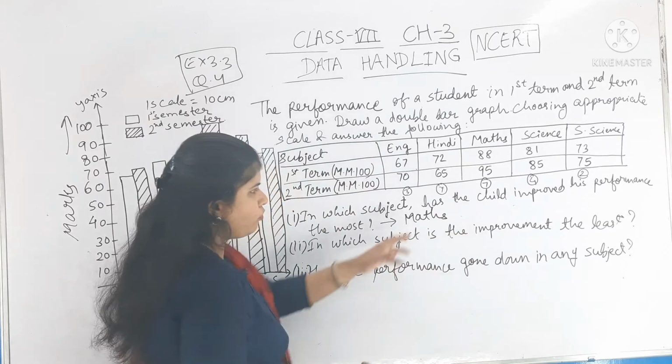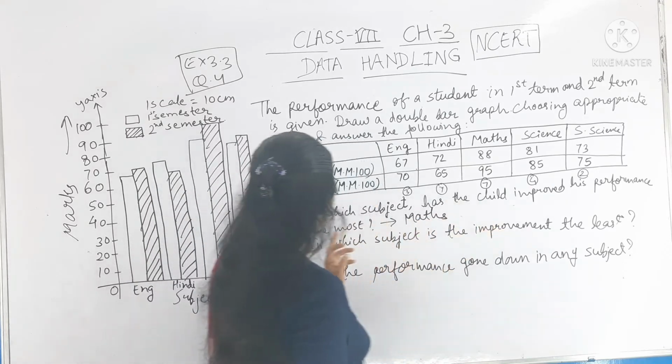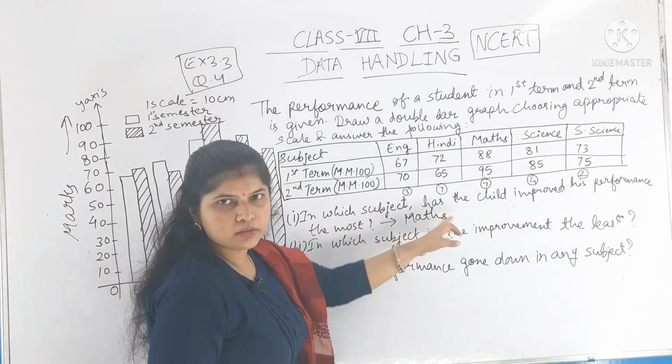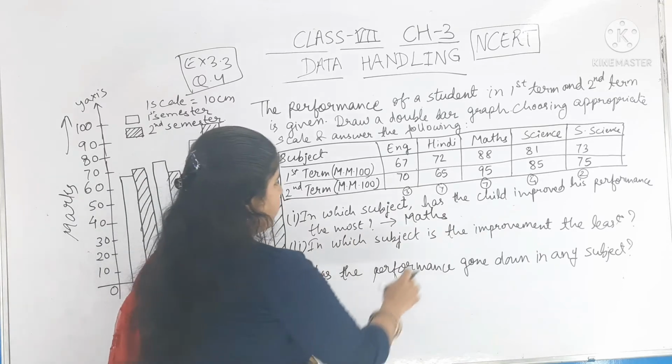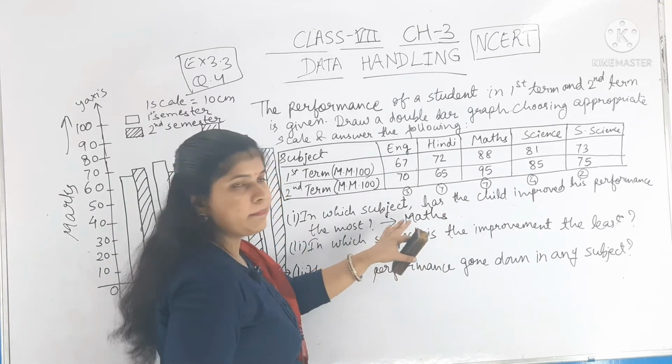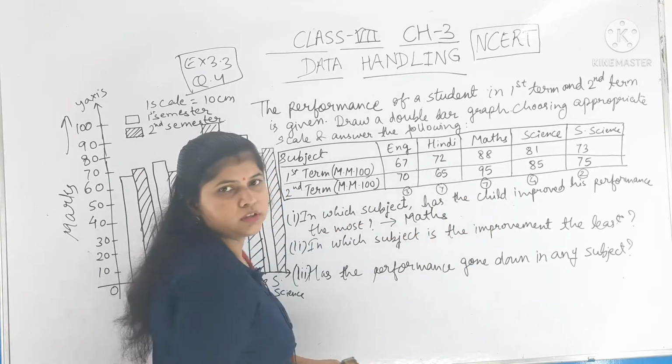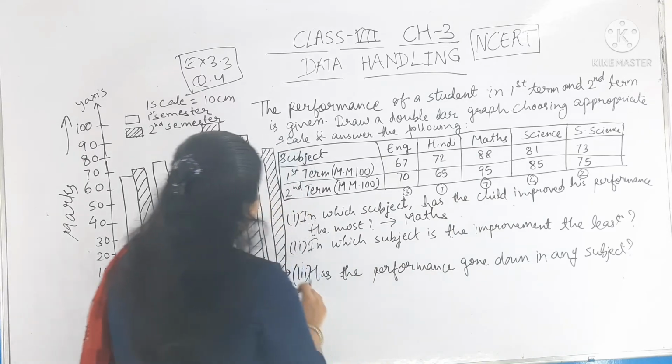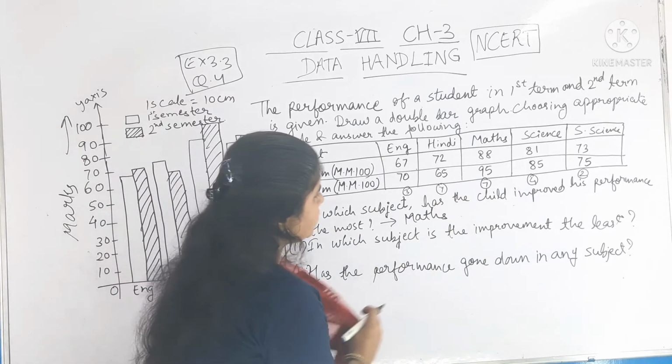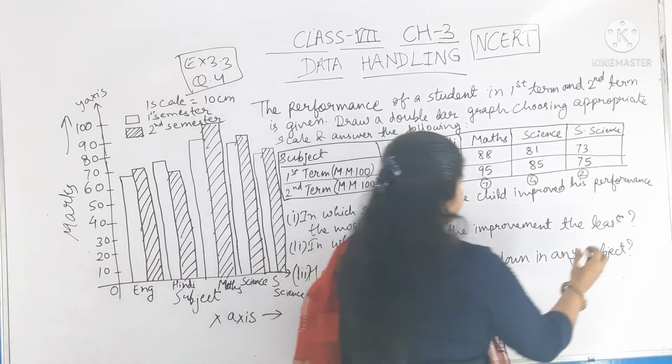You have to write a full sentence. The child has improved his performance the most in the subject maths. Okay, I had written only maths, but you have to write the full sentence from the question. Number second part is, in which subject is the improvement the least?